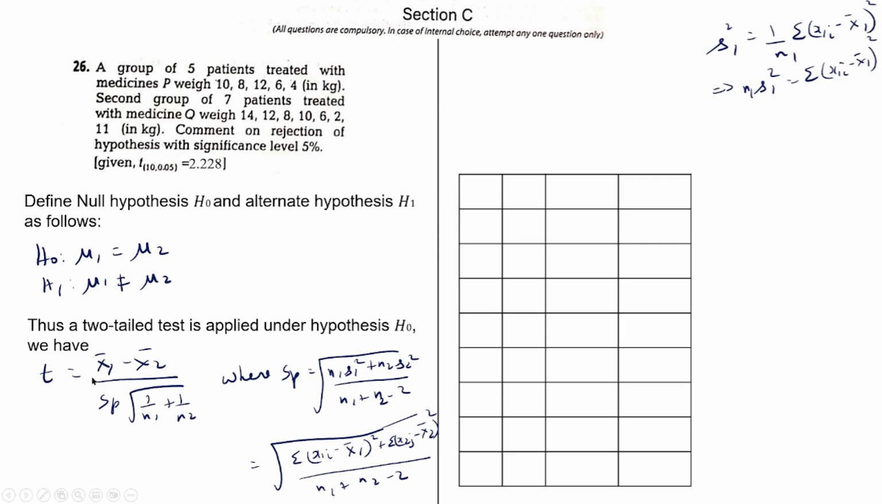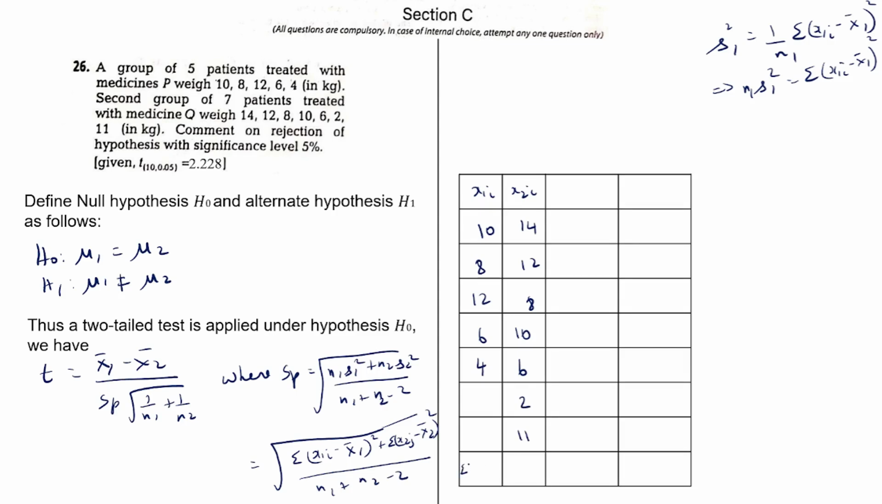So here first we have to find x1 bar, then x2 bar, then we have to find the pooled variance SP, and then only we can find the value of T, and then only we can compare the critical value with the calculated value and check whether we can accept or reject H0. So here let us have x1i and here x2i. The various values are 10, 8, 12, 6 and 4, and here we have 14, 12, 8, 10, 6, 2 and 11.